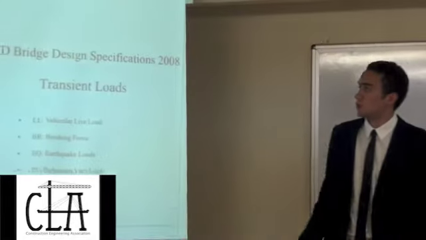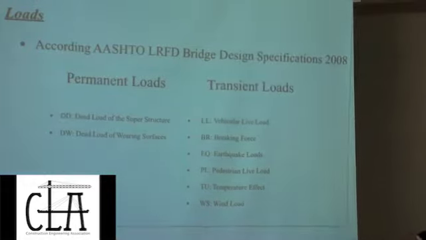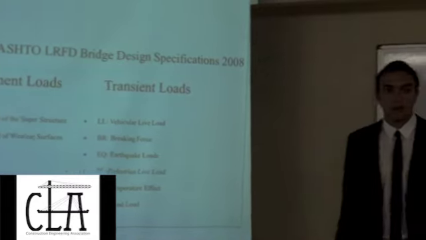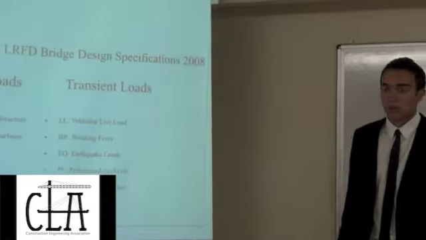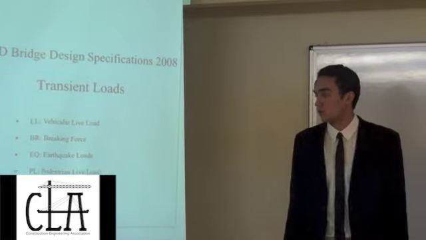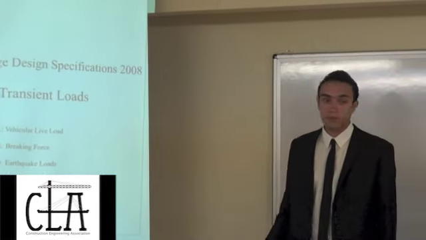the extreme event limit state. The loads applied on the bridge can be divided into two main types: the permanent loads, including the dead load of the superstructure and the dead load of the wearing surfaces. The second type is the transient loads, including the live load of the vehicles, the wind load, the braking force, the temperature effect, and the pedestrian live loads.